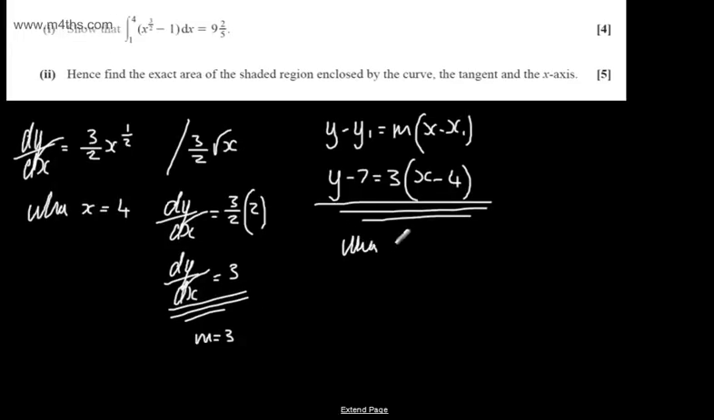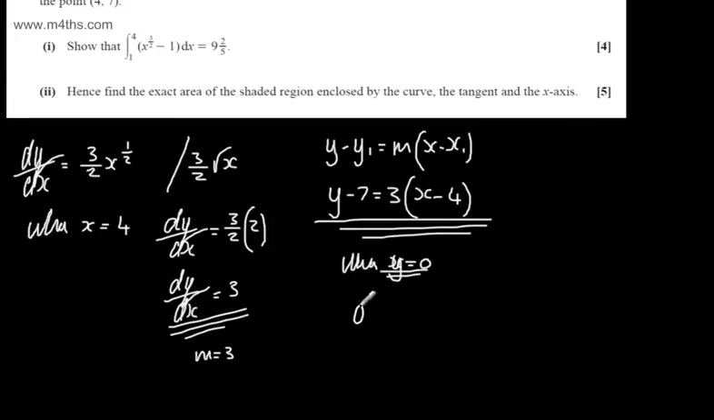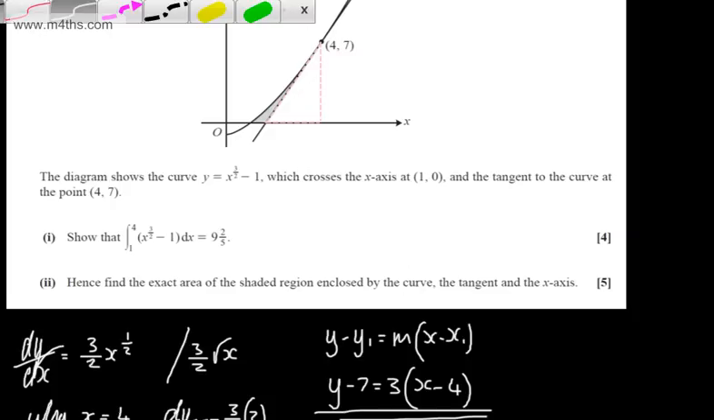You can, of course, write it in the form y is equal to mx plus c. I can state now when y is equal to 0, which is what I'm looking for just here, I want this point right here, we can say 0 minus 7 is equal to, expanding the brackets, 3x minus 12. Adding 12 to both sides, 5 will be equal to 3x, and we can see that 5/3 will be equal to x. So I've got the point where the tangent crosses the x-axis. This is going to be now 5/3, 0.